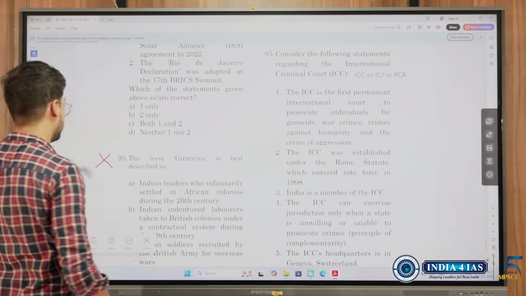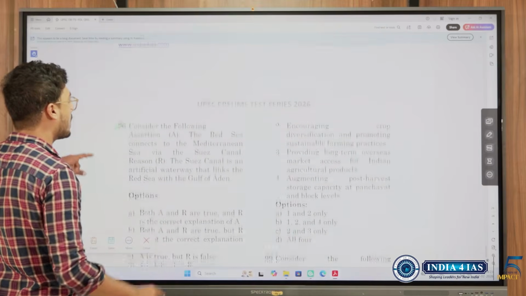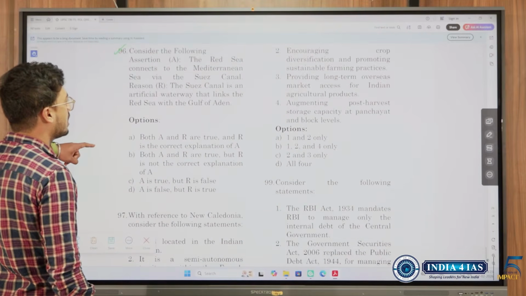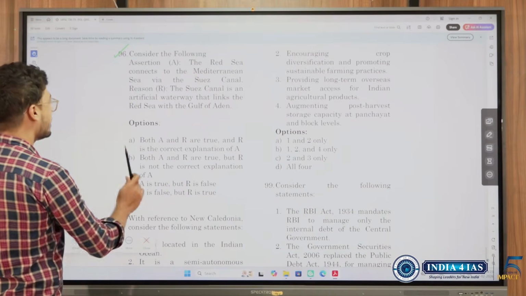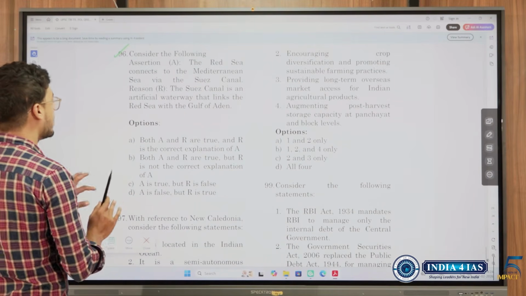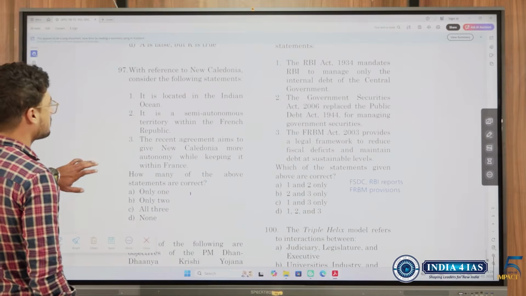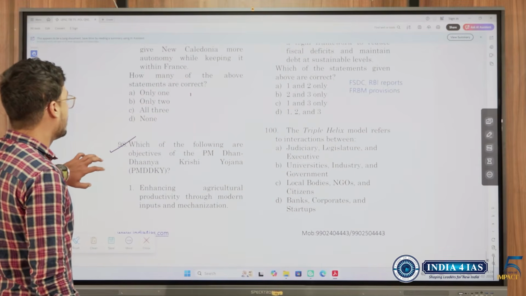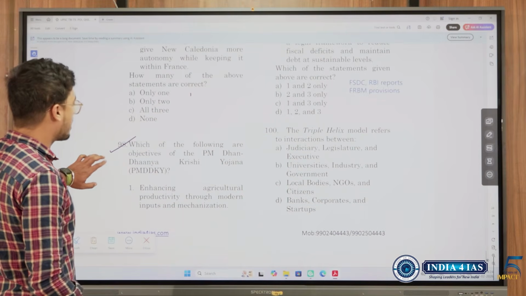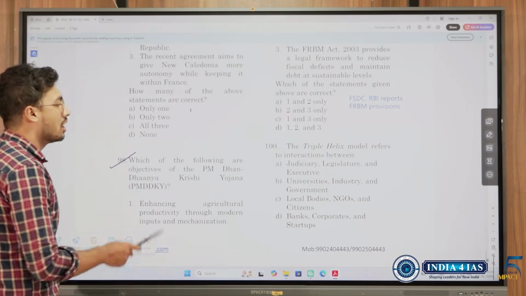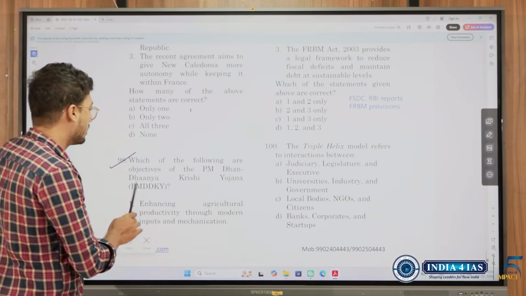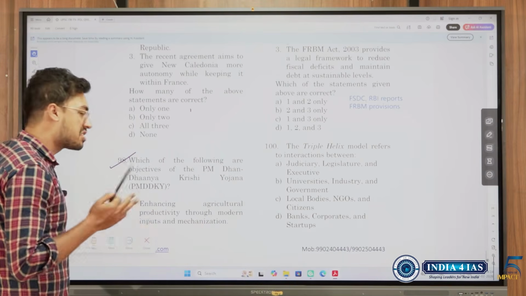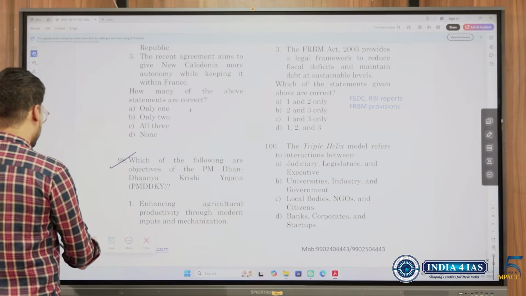We'll move ahead. Those things you will come across with IR current affairs in the IR magazine that you study. Simple thing, Red Sea mapping question, I'll leave it to you. New Caledonia, I don't think this is that important, so I'll leave it to you. PM Dhan-Dhaanya Krishi Yojana. If you have studied this question, then you would be able to answer it. If you did not study it, we'll see how you could have answered it.